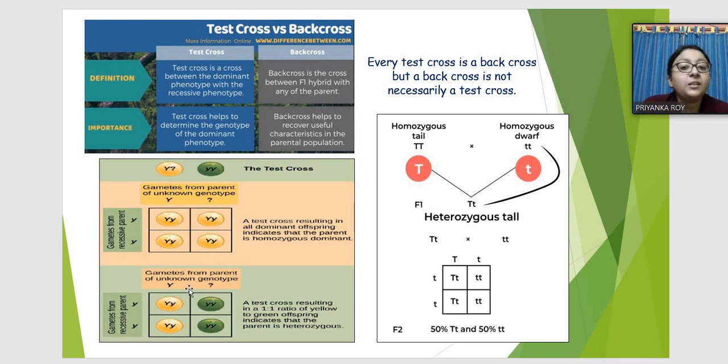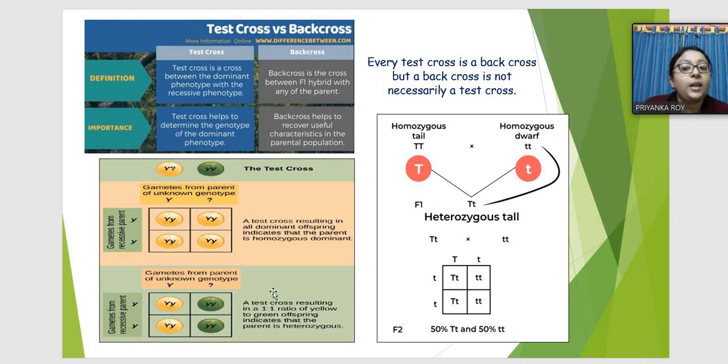Now suppose it is heterozygous, then we will have two types of gametes from here: capital Y, small y. And the recessive parent will only have one type of gamete, that is small y. So capital Y, small y will give this heterozygous genotype. And small y, small y will again give green color. And this will be repeated. So our 1:1 ratio of yellow and green will be there. So then we will understand that the unknown genotype is a heterozygous genotype, that is not a homozygous dominant.